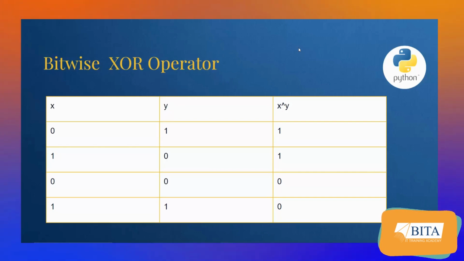Similar to the AND and OR operators, the XOR operator also depends upon the truth table values only. For XOR, if both bits are the same, then the result will be 0. If both bits are different, then the result will be 1. So 0 and 0, we get 0. 1 and 1, we get 0. If the bits are different, our result is 1. We'll see with an example how it works.